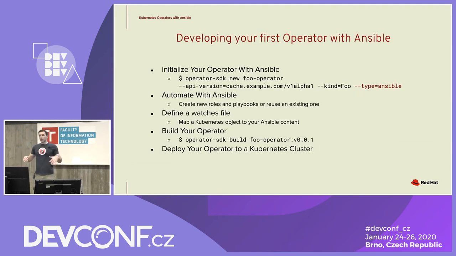So to do development with Ansible to create an operator, there are a few quick and easy steps. I said this is built into the Operator SDK. This isn't a plugin or an extra. If you install the Operator SDK, you already have this. So when you run a new, it can create an entire skeleton project for you with a few parameters. The key one is the one I have there in red, which is to say type equals Ansible. That way it creates an Ansible project for you instead of a Go project.